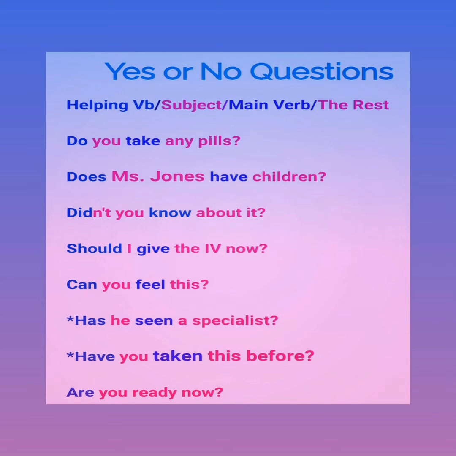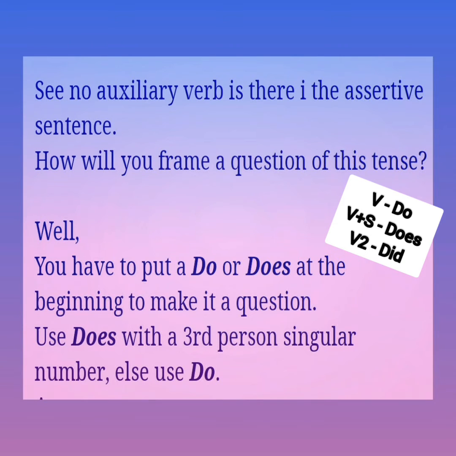But how will you use do, does, did in a sentence? Let's see examples for that and the rules. You have seen no auxiliary verb in the assertive sentence. Then, how will you frame a question of this tense? Well, you have to put a do or does at the beginning to make it a question. Use does with a third person singular number, else use do. That is, if there is a verb, use do. If there is a verb plus s form, use does. If there is the past tense of the verb, use did.